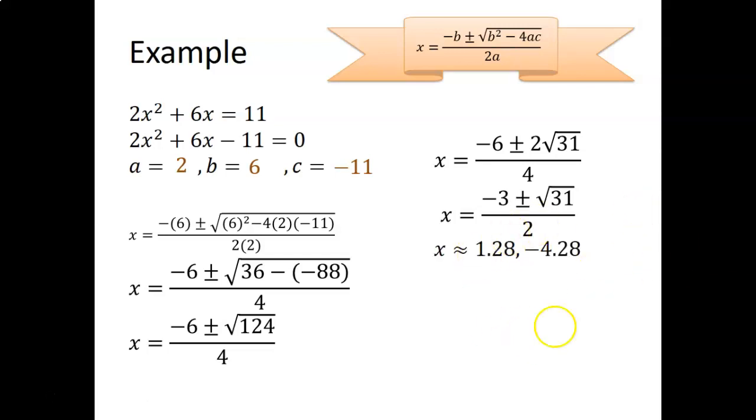The decimal approximations, if you want those instead, are about positive 1.28 and negative 4.28.